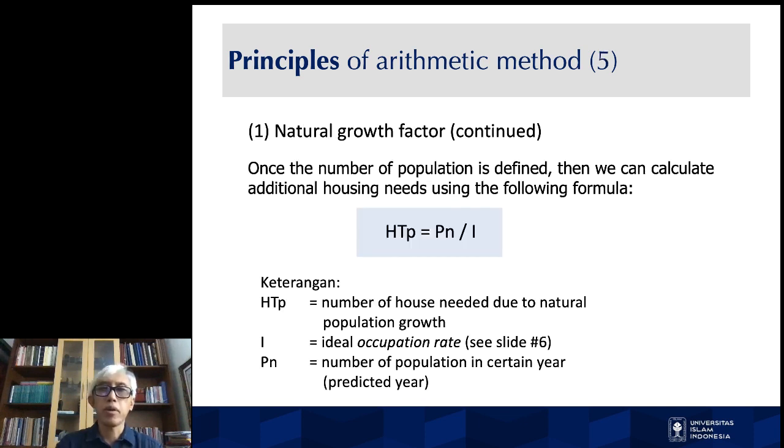Now, once the number of population is defined, we can calculate additional housing needs using this formula. HTP is equal to PN divided by I, right? HTP is the number of houses needed as a result of natural population growth. I, as we have discussed previously, is the ideal occupation rate. And PN is the number of population in a certain year.